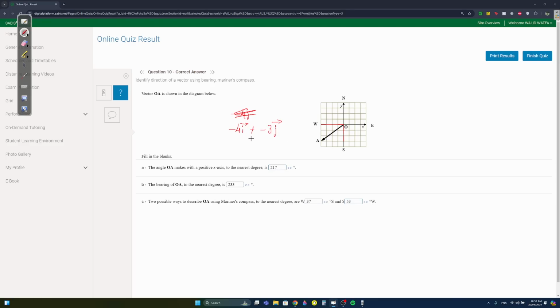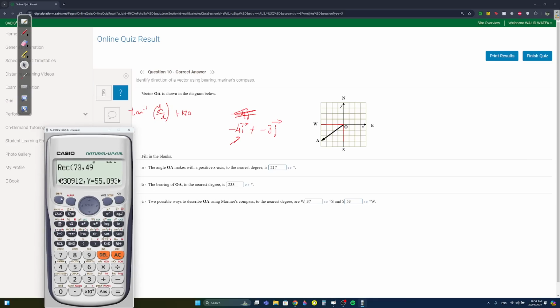Okay. How do we find the angle here? Let's see, it's going to be shift tan of y over x, right? But here x is negative, so what do we do? We add 180. So shift tan of negative 3 over negative 4, plus 180. You get 216. Okay, to the nearest degree, 217.